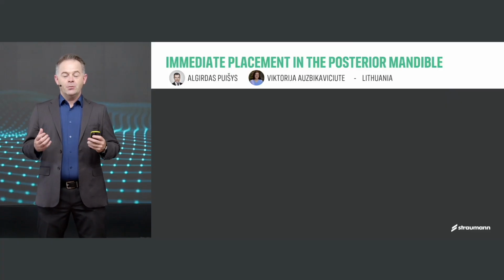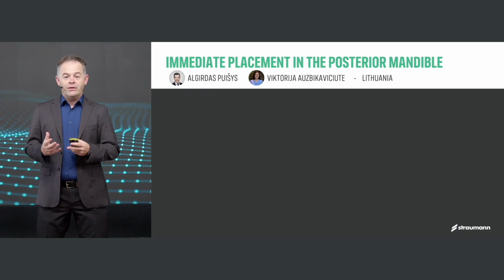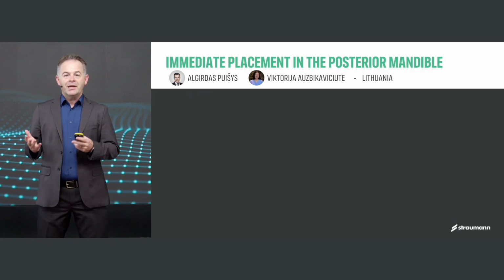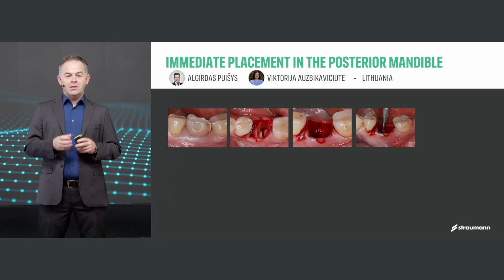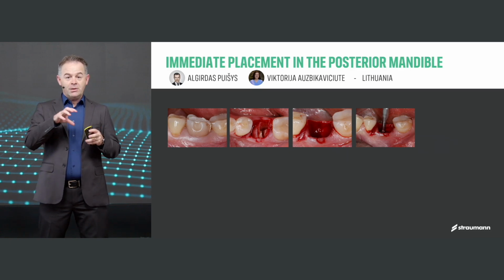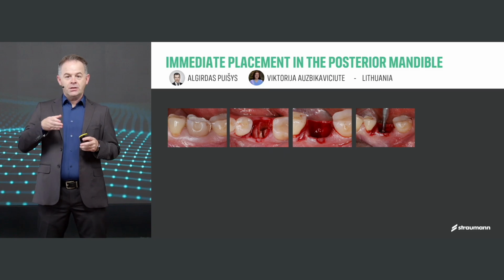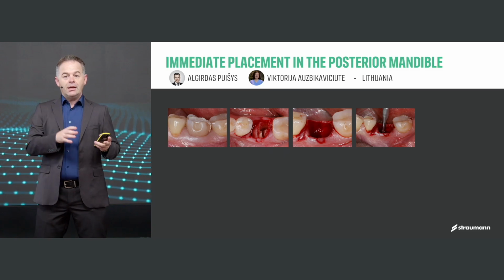Enjoy! And we start this webinar already in a practical way. This is a case from our colleagues Algirdas and Victoria from Lithuania, immediate implant placement in the posterior mandible. When we look at these clinical images, we see the molar that was hopeless, needs to be extracted. So the root was sectioned, and then the roots were extracted and the implant was placed.